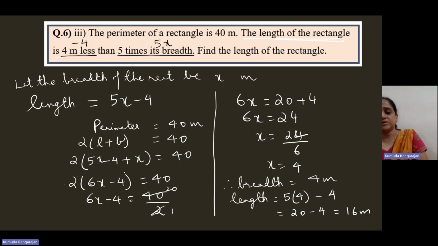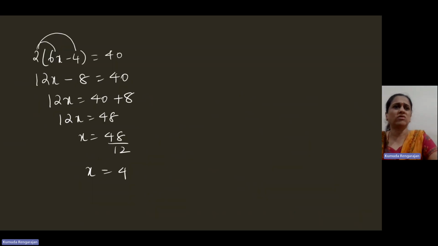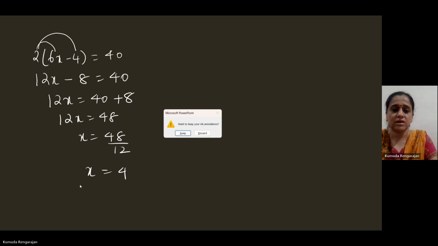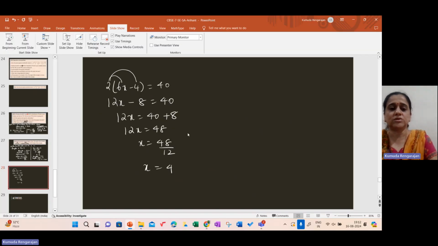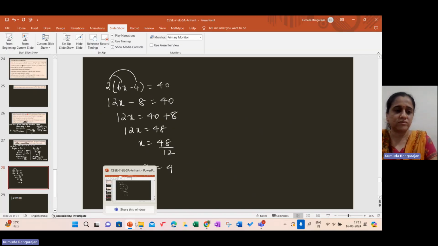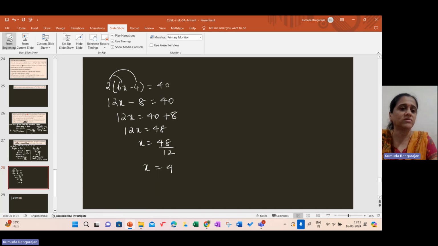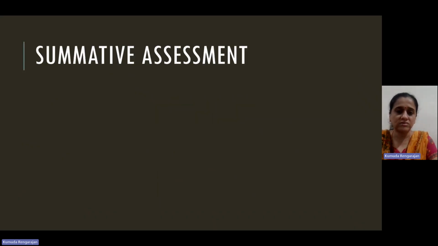So here also x is 4. So we cannot go wrong. Both are right. But it's just that you don't have to open the bracket. You can just take 2 to the other side for division. All right? That's solving equations. I want to discuss more word problems, so we'll do that in tomorrow's class.